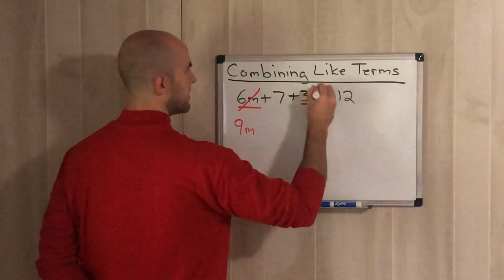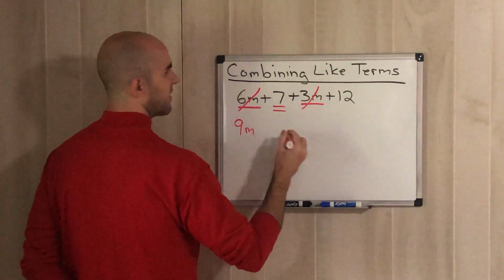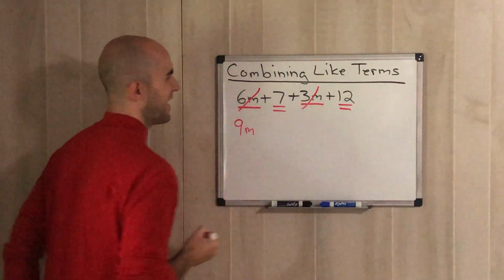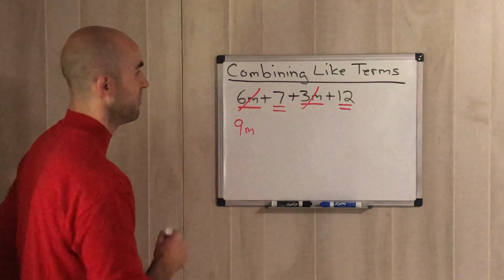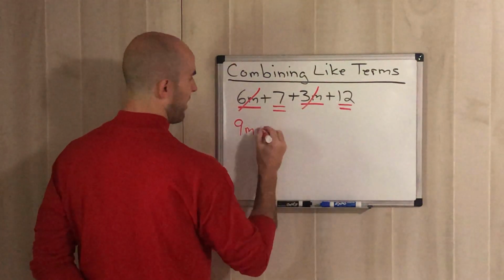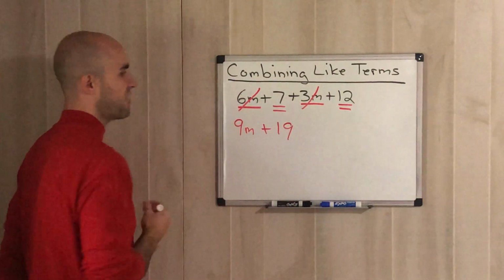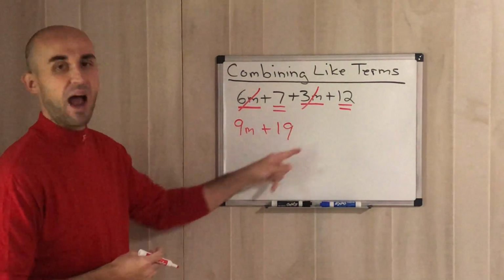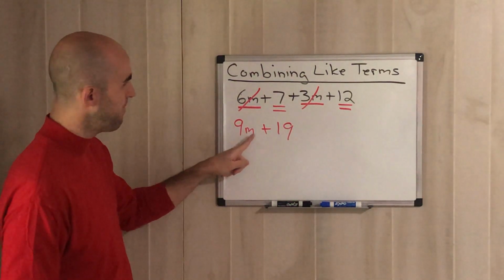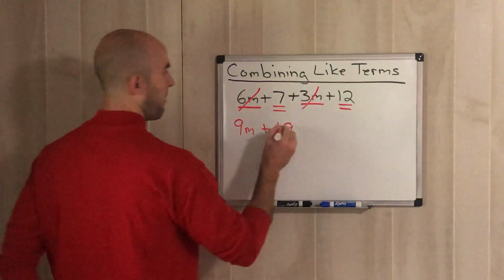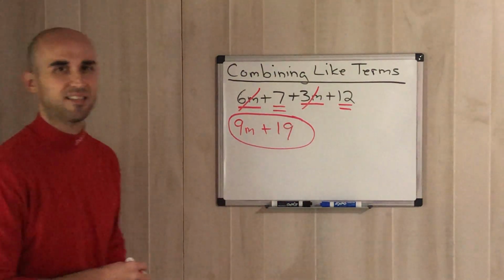Since we're done with that, those are done. And now we would combine the 7 and the 12. And again, we combine those two because there is no variable, it's just the term. And we know that 7 plus 12 gives us 19. And now some people may look at this and think, I'm going to add this too, but you can't, because since that has m and this doesn't, we can't combine this anymore. So this would be it. We're done. 9m plus 19.